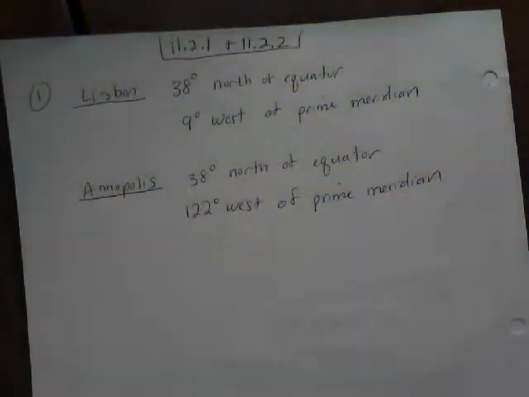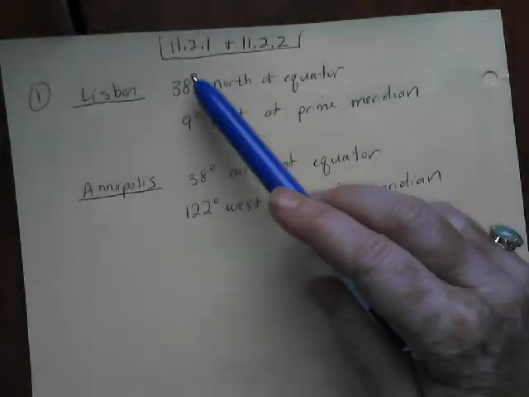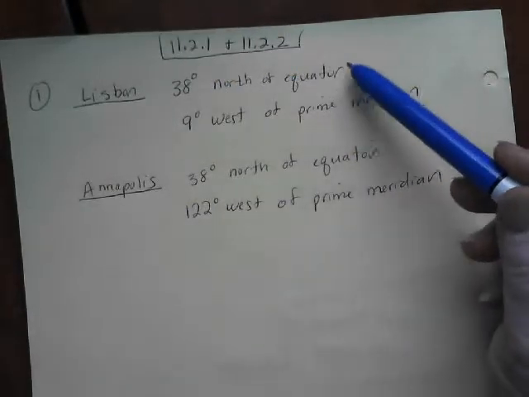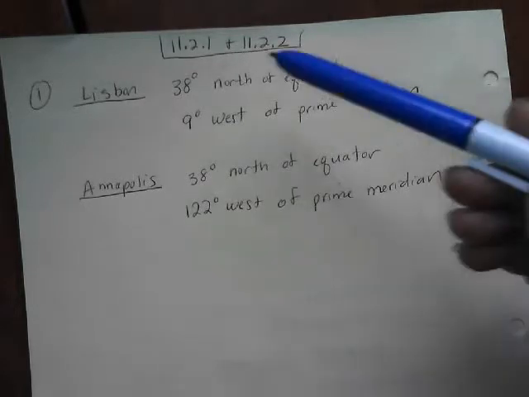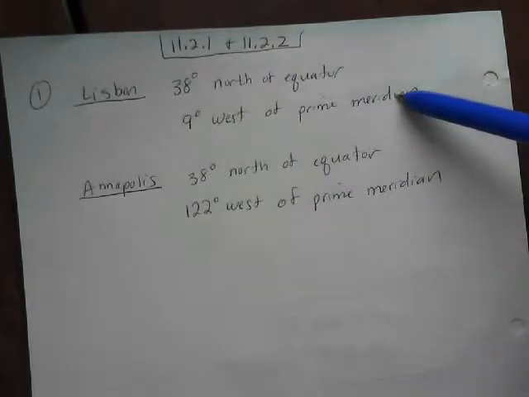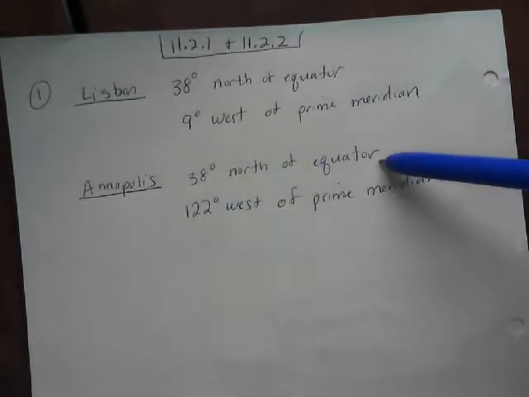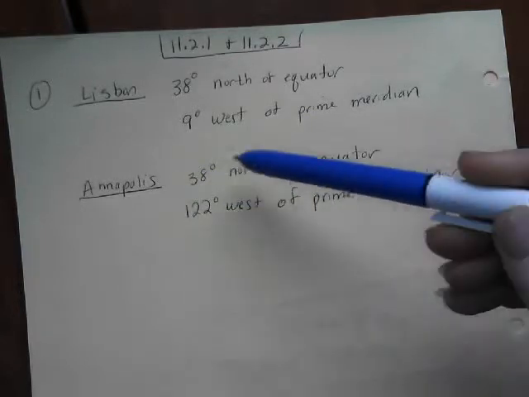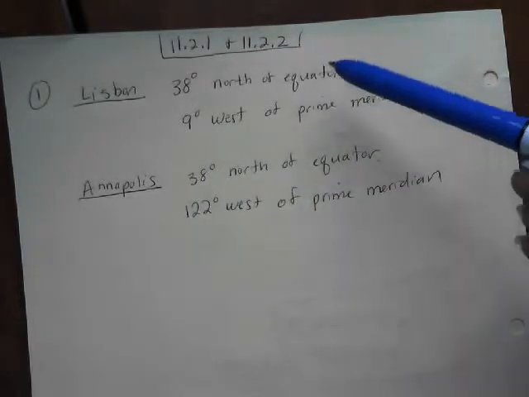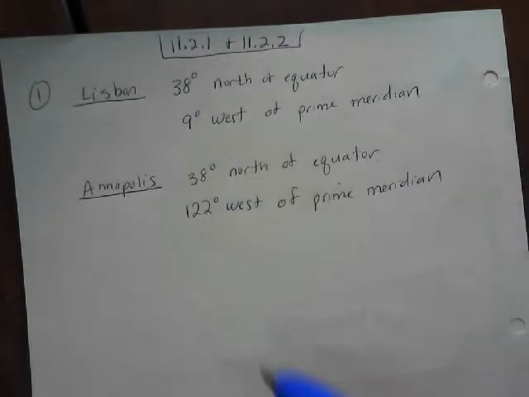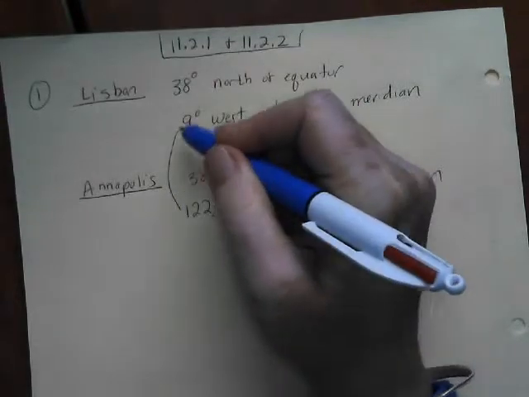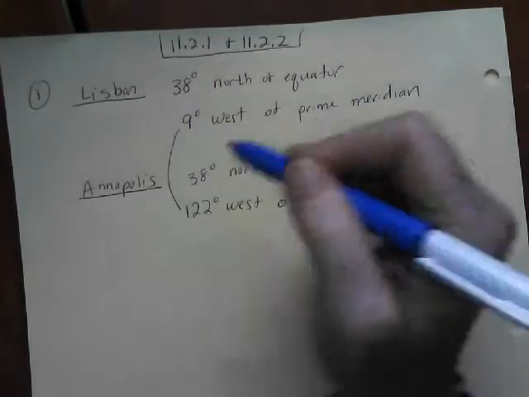So I wrote down Lisbon. This is their latitude, and this is their longitude. Okay, and notice that their latitude is the same. So that's going to enable me to just find the angle measure between these.